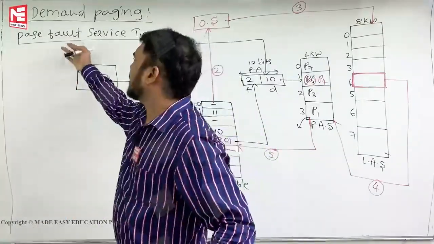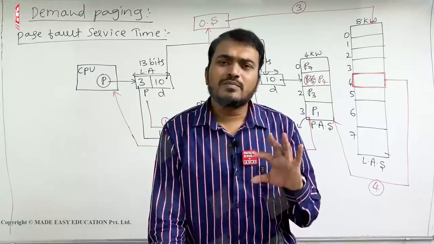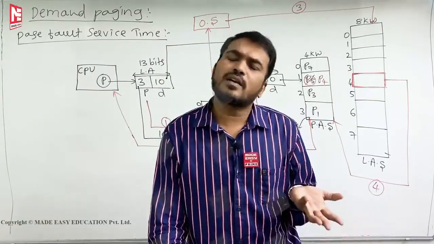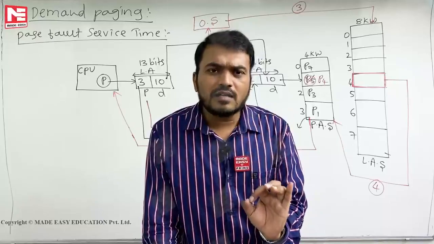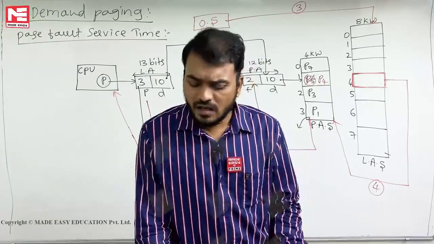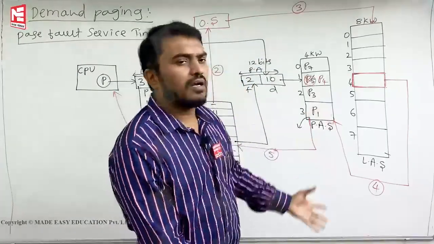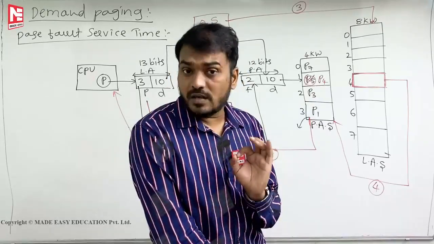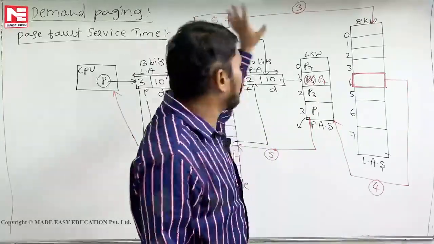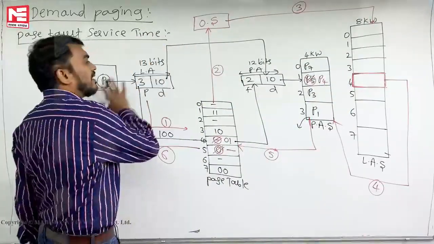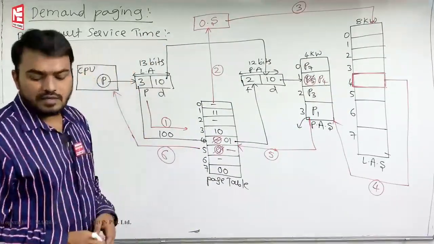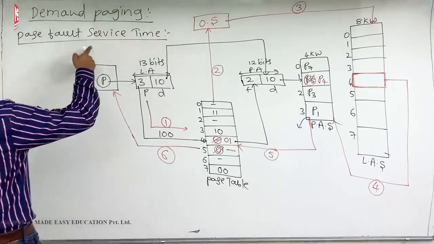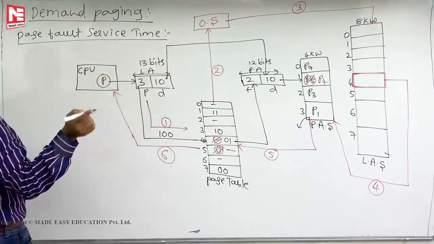So the simple definition of page fault service time: the time taken to service a page fault is called the page fault service time. Whenever a page fault occurs, how much time you are taking to service it, that time is called the page fault service time. And it includes the time to perform all the 6 steps. Okay, no doubt. Next, continue writing.